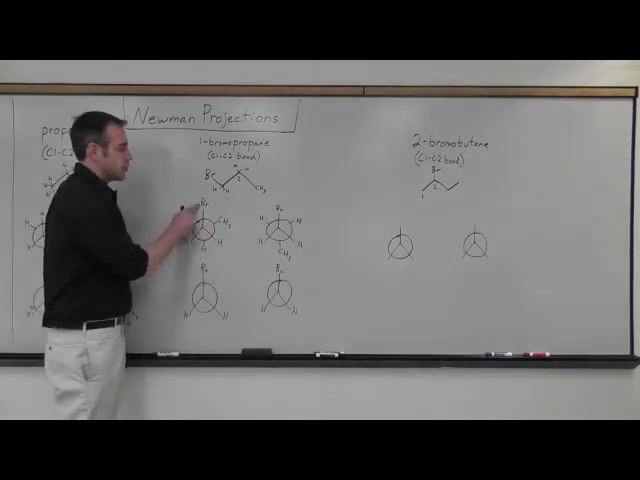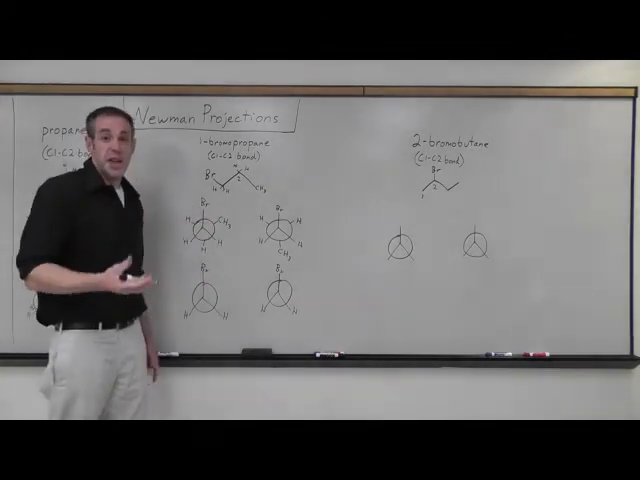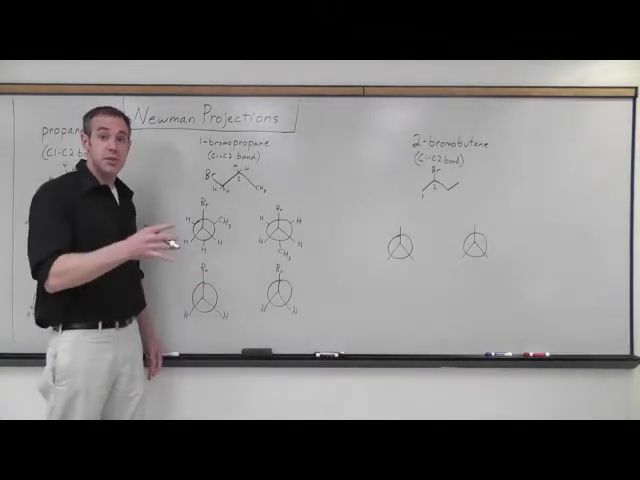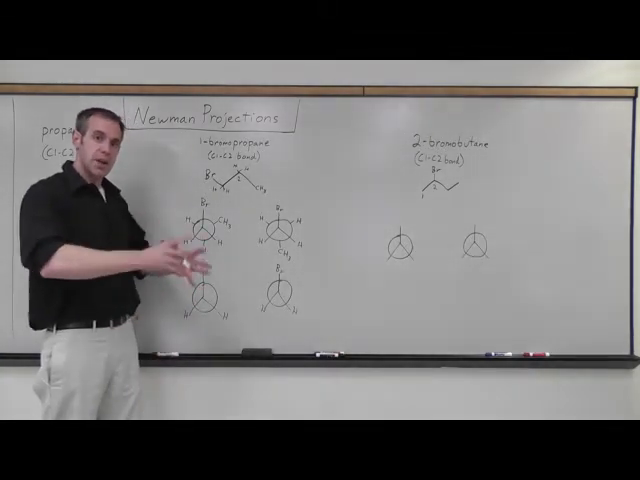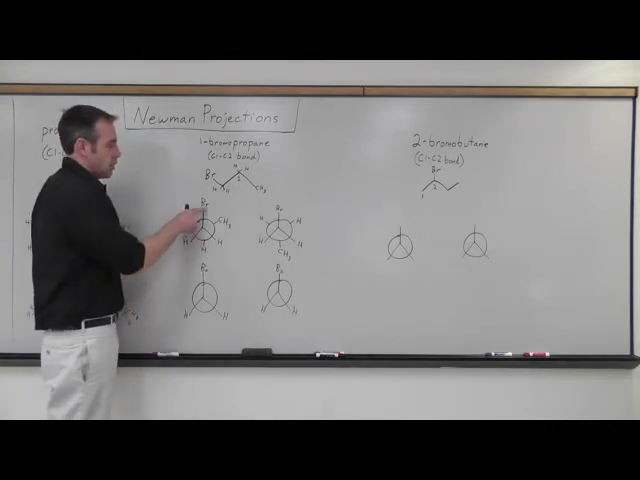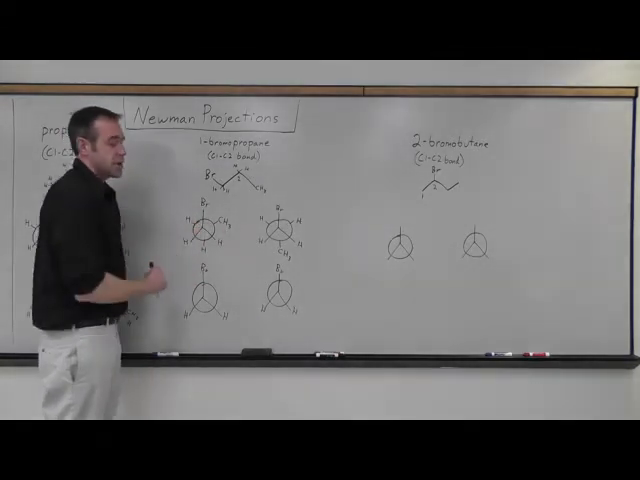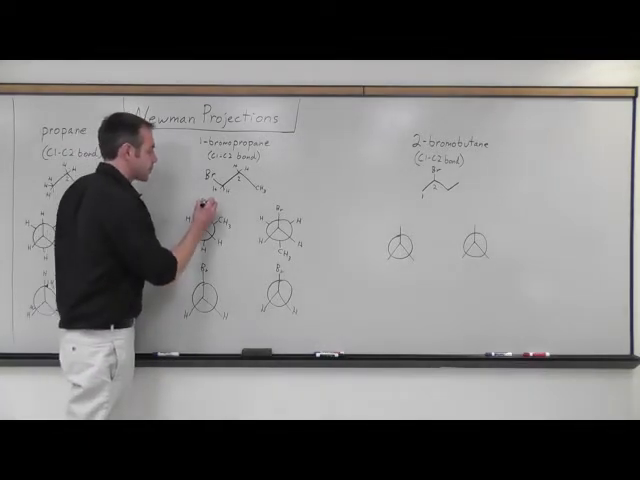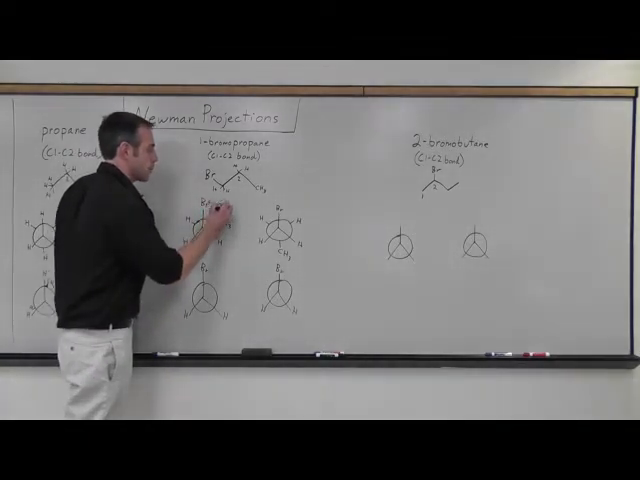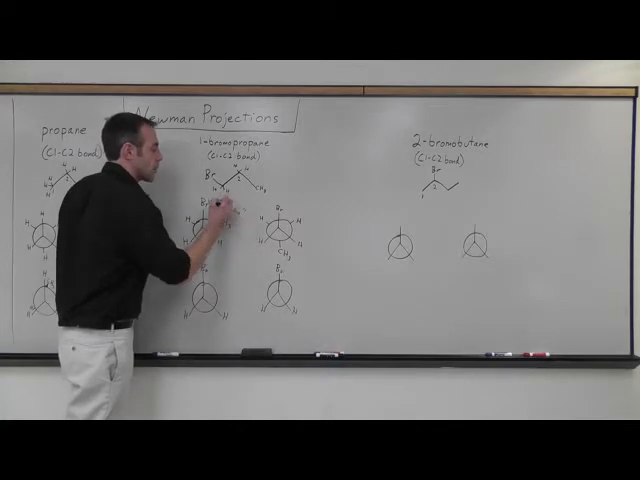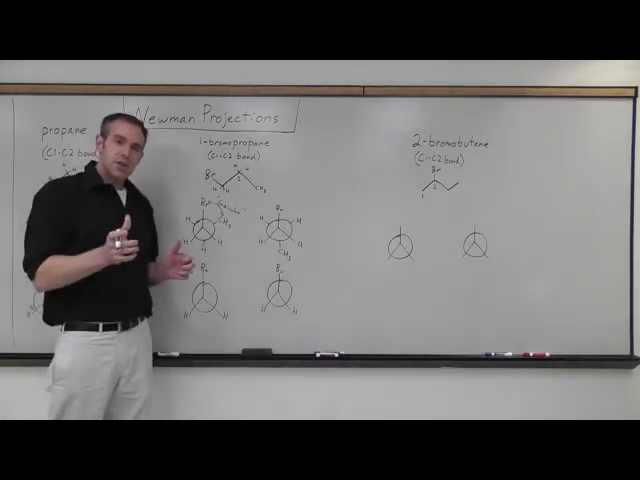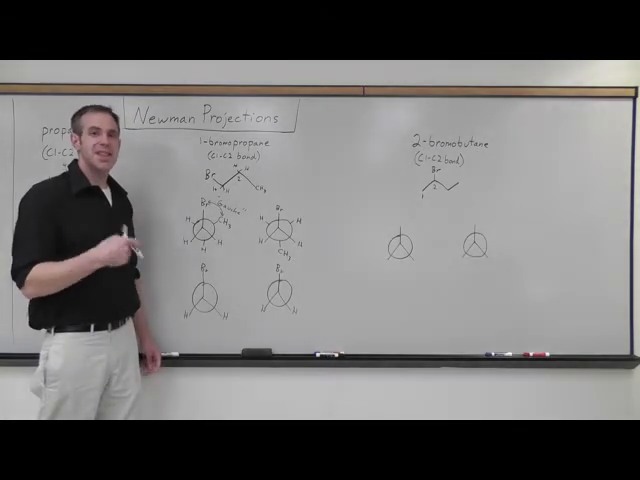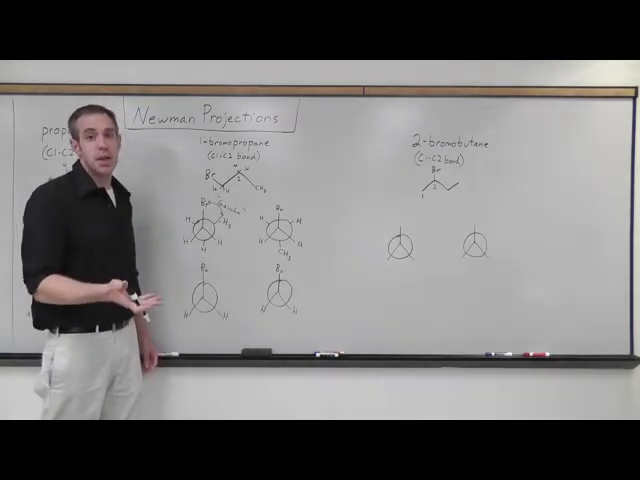Our 2 large groups, our non-hydrogen groups, are going to take up more space and be more likely to bump into each other as the molecule's rotating around. These 2 groups are in fairly close proximity. That's called a gauche interaction. And that means they're actually going to bump into each other a little bit in that conformation, and that's bad for stability.